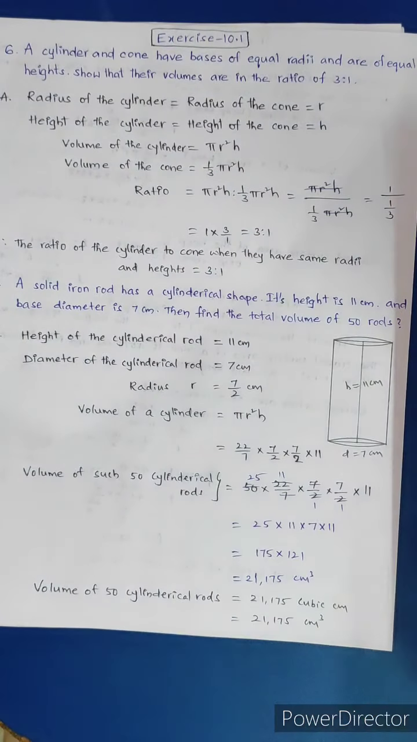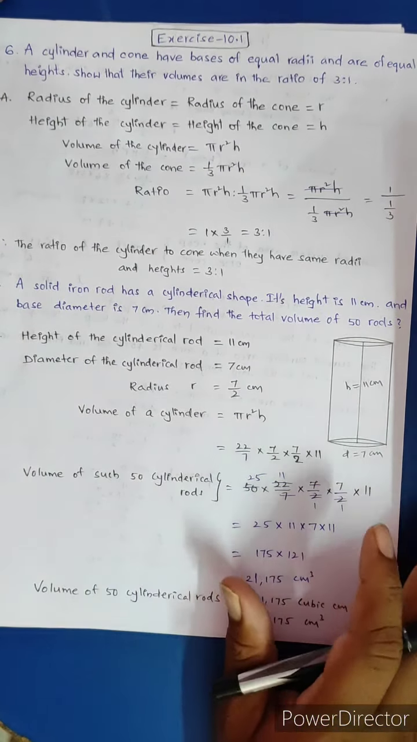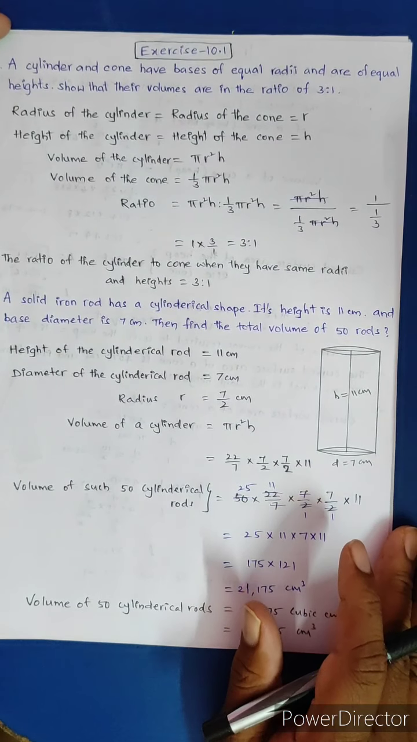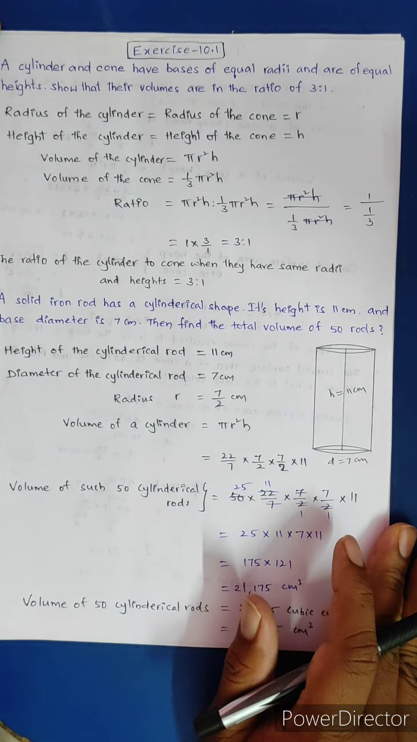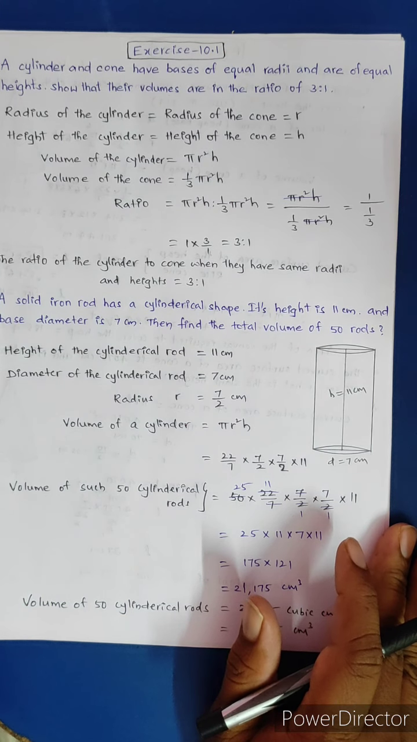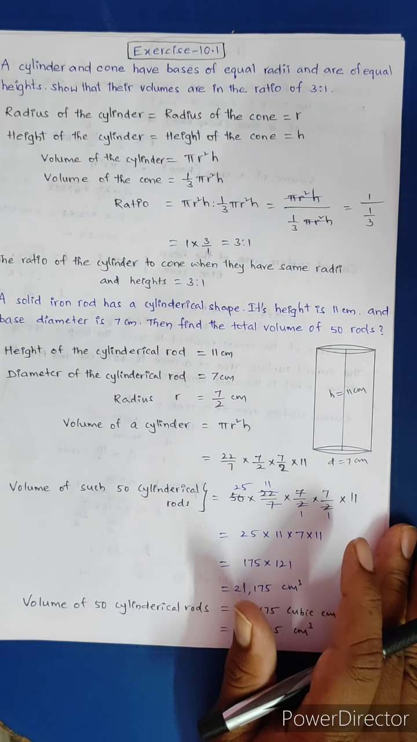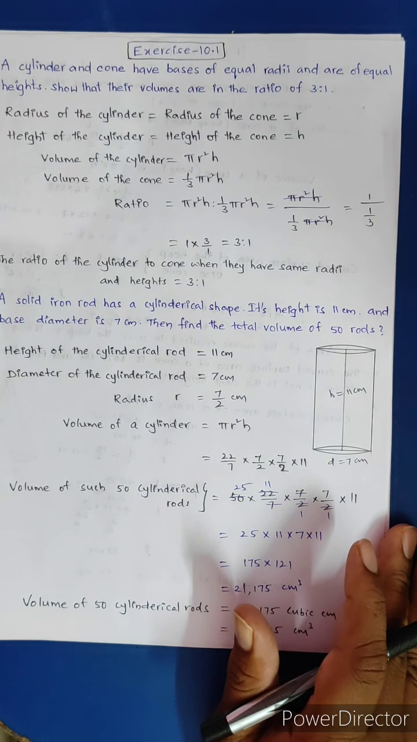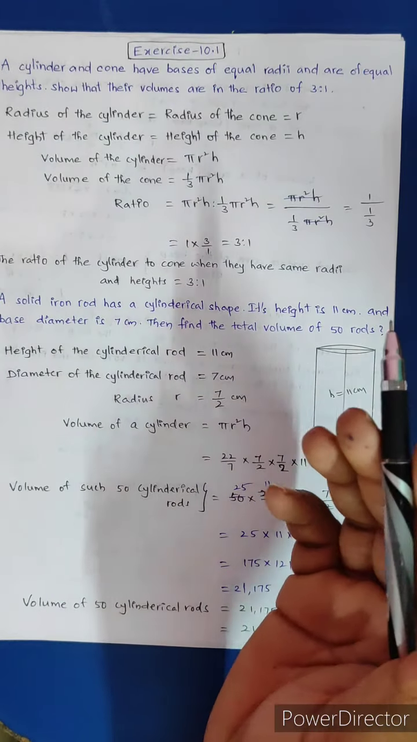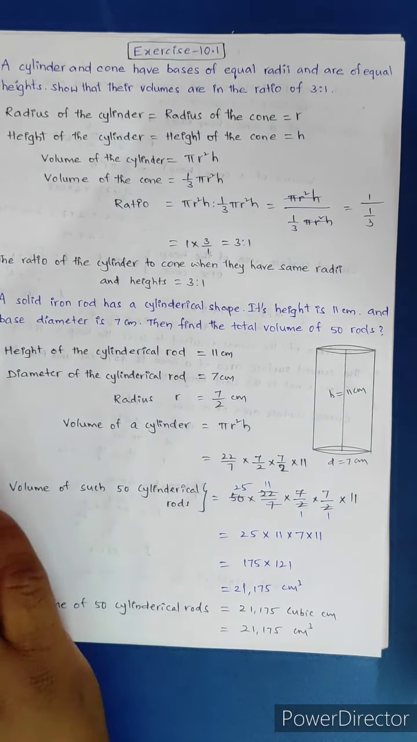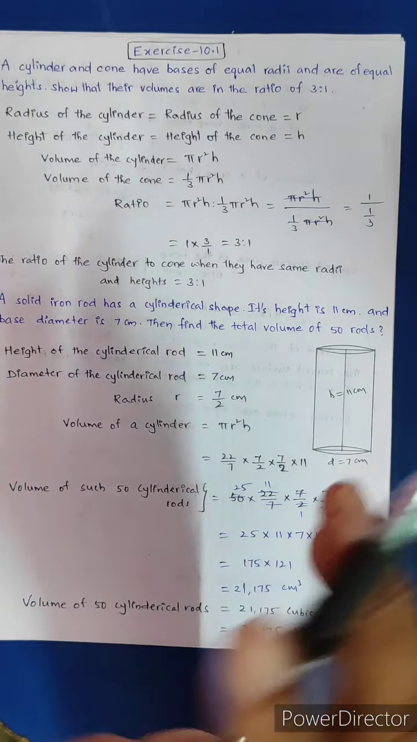Next, the sixth one. A cylinder and a cone have bases of equal radii and are of equal heights. Both have the same radius and the same height. Show that their volumes are in the ratio 3:1. Radius of the cylinder is equal to the radius of the cone, and the height of the cylinder equals the height of the cone.